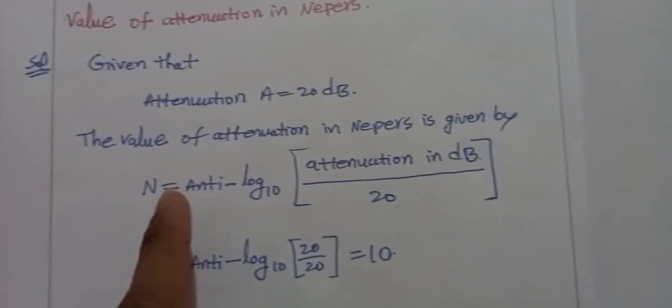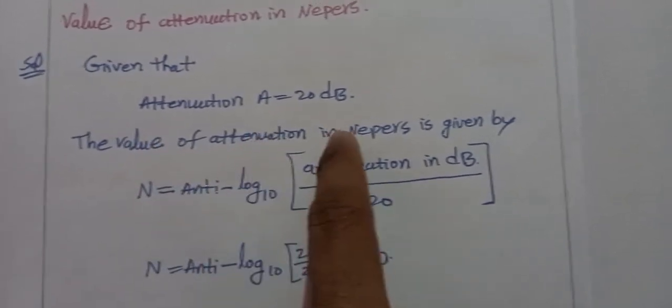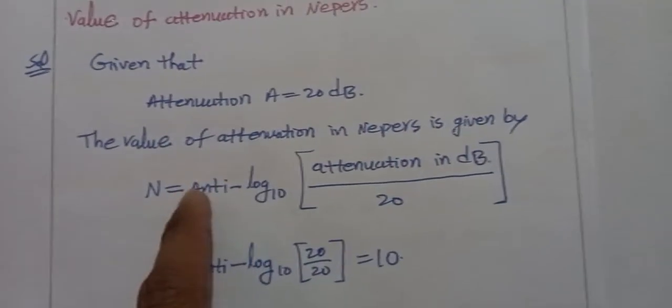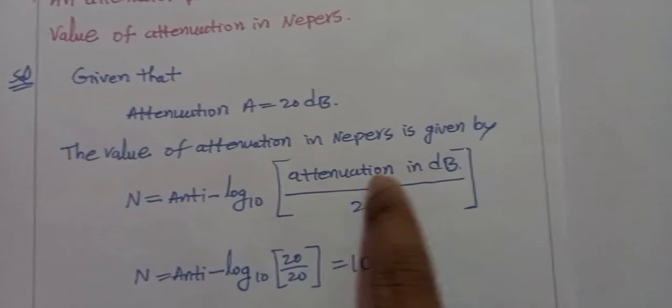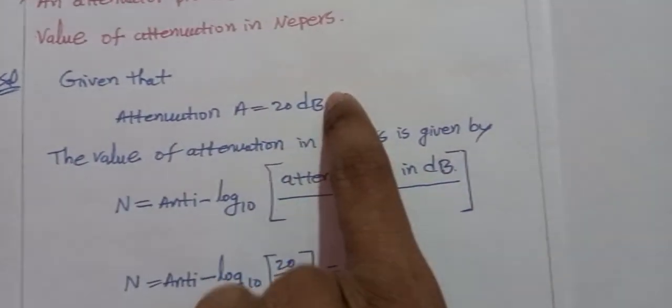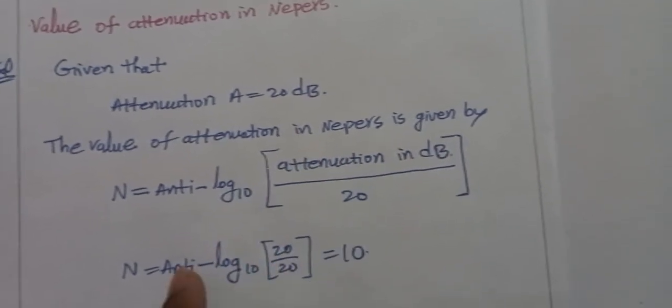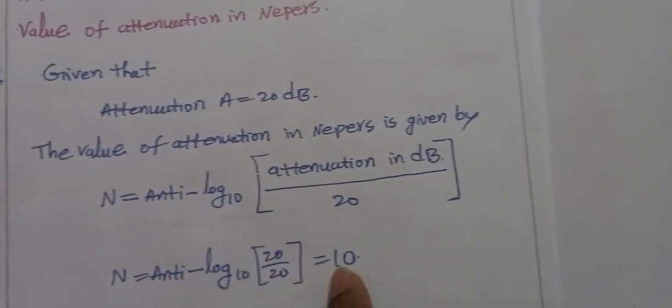Direct formula: the value of attenuation in Nepers is given by n equal to anti-log of attenuation in dB by 20. So attenuation given A equal to 20 dB. So that 20 dB we can substitute here. So that's why anti-log 20 by 20 equal to 10.